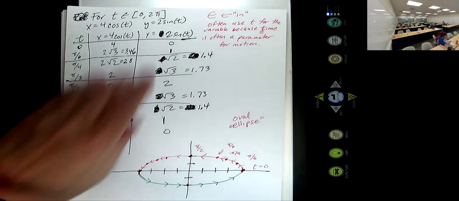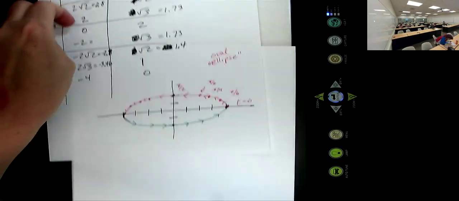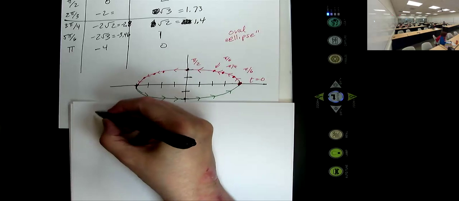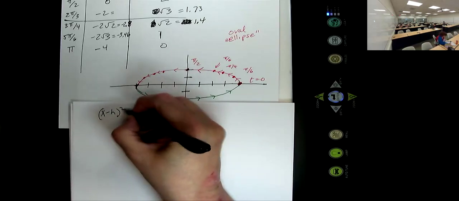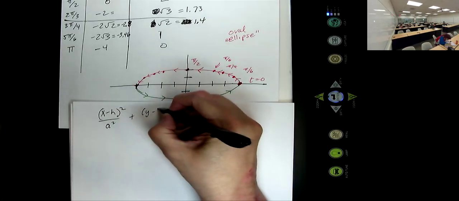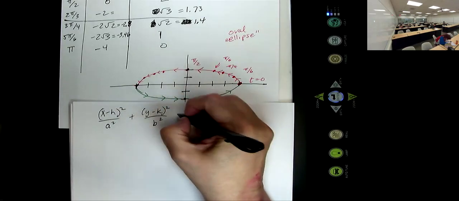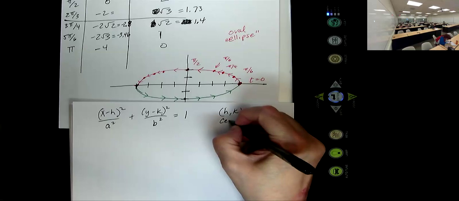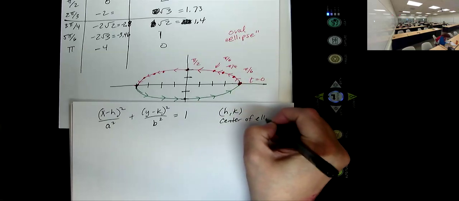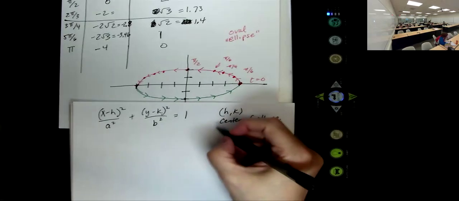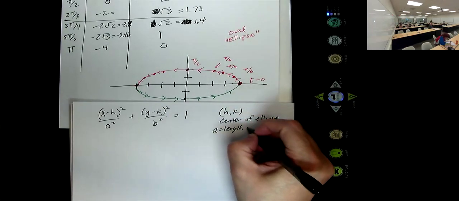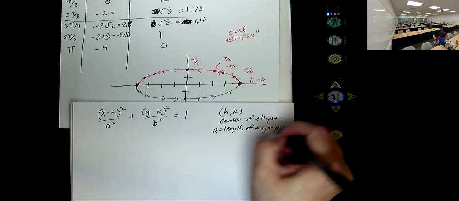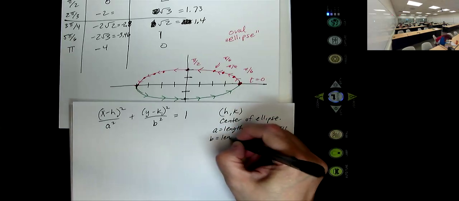Now, the general form for an ellipse. Let's see if we can get this to match up. The general form for an ellipse is x minus h squared over a squared plus y minus k squared over b squared equals 1, where (h, k) is the center of the ellipse. A is the length of the major axis, the longest part. And B is the length of the minor axis.